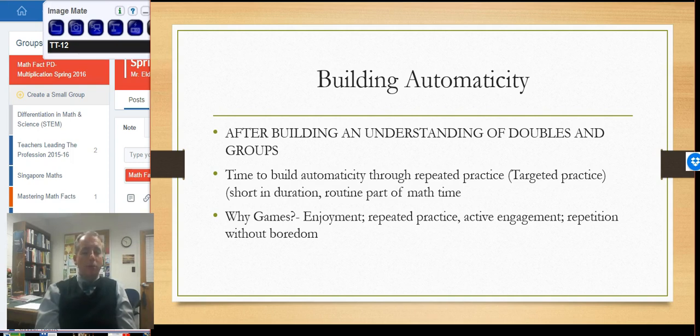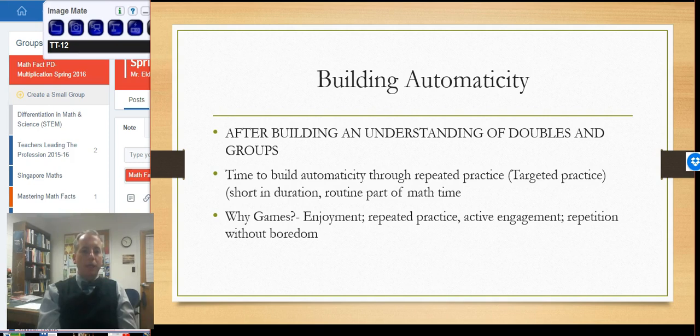It can turn them off to it, and it's not something that cannot be reversed, but it is something that we have to be careful about. We need to have built the understanding of doubles, we've built the understanding of groups, and now we're going to need to do some targeted practice. The keys that we're going to suggest, both from the text and from our experience and from the research, is it needs to be very short in duration, a couple minutes repeated throughout the week.